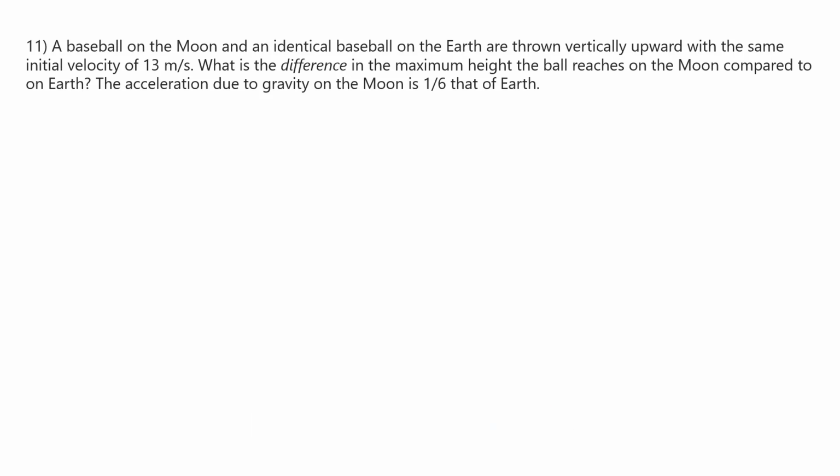So for problem number 11, it says that there's a baseball on the moon and an identical baseball on Earth, and are thrown vertically upward in the same initial velocity of 13 meters per second. What's the difference in the maximum height the ball reaches on the moon compared to the Earth? The acceleration due to gravity on the moon is 1/6 that of Earth.